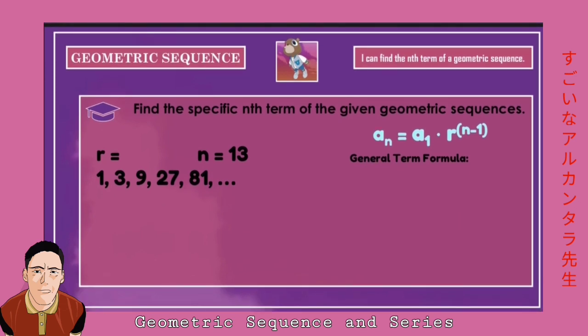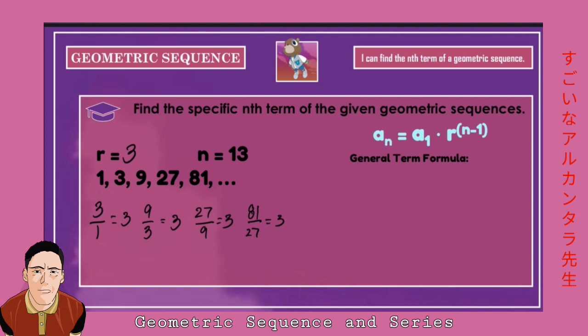Now, in this case, we're trying to find the common ratio. So let's try to indicate that one first. You'll have 3 divided by 1, that's equal to 3. 9 divided by 3, that's also equal to 3. 27 divided by 9, that's also equal to 3. Then 81 divided by 27, that's also equal to 3. Okay, so that's our common ratio.